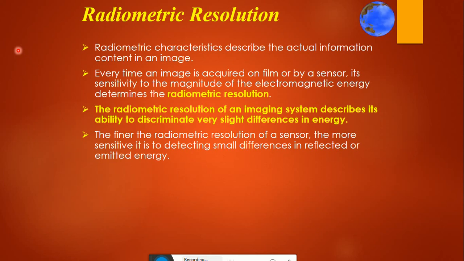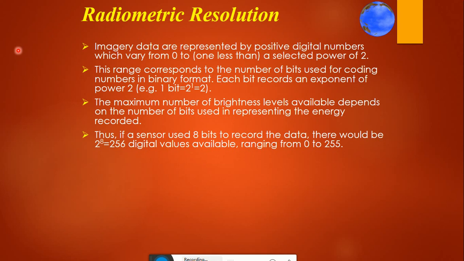Imagery data are represented by positive digital numbers, which vary from 0 to a selected power of 2, minus 1. This range corresponds to the number of bits used for coding numbers in a binary format. Each bit records an exponent of power 2. 1 bit is equal to 2 to the power 1.